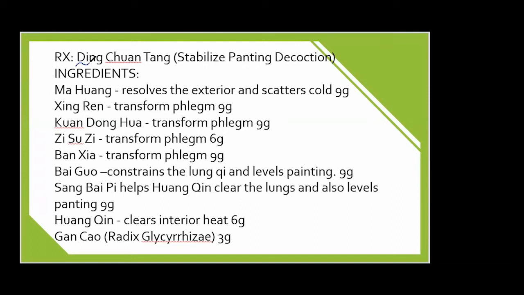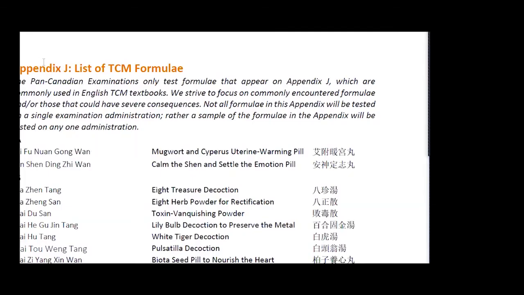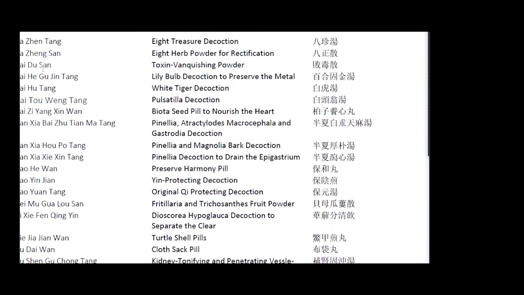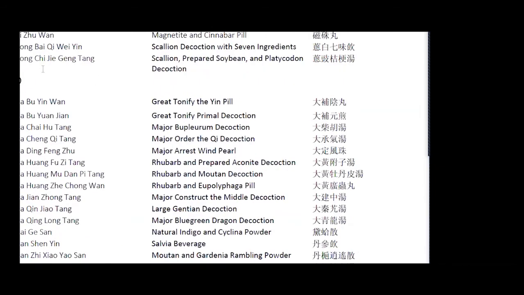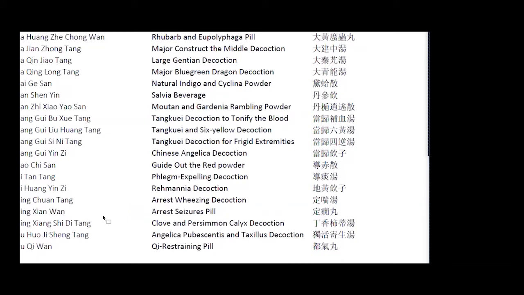So this formula we call Ding Chuan Tang. I think the formula is still in our CTCM list. Let's double check here. So this page is coming from the CTCMA website. That's a big handbook, about 100 pages. I just cut it into different parts for easily finding the information we need. So Ding Chuan Tang, yeah, it's still in there.